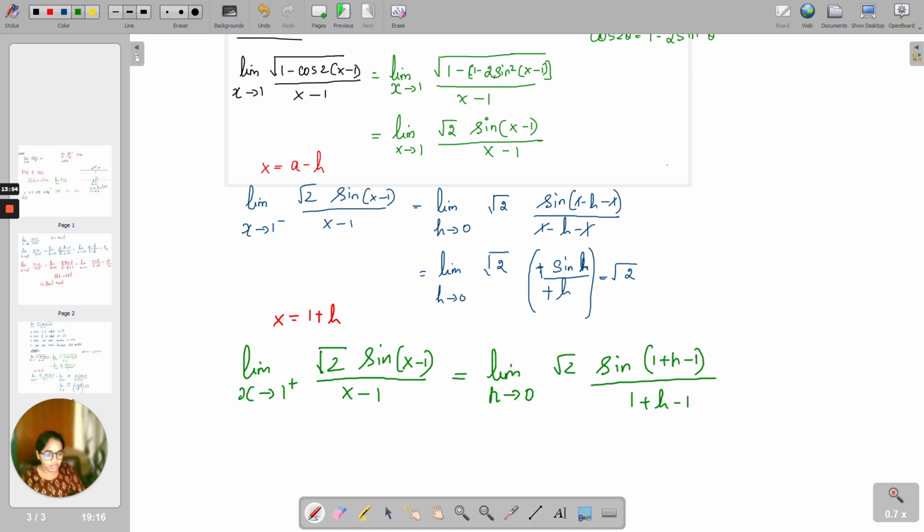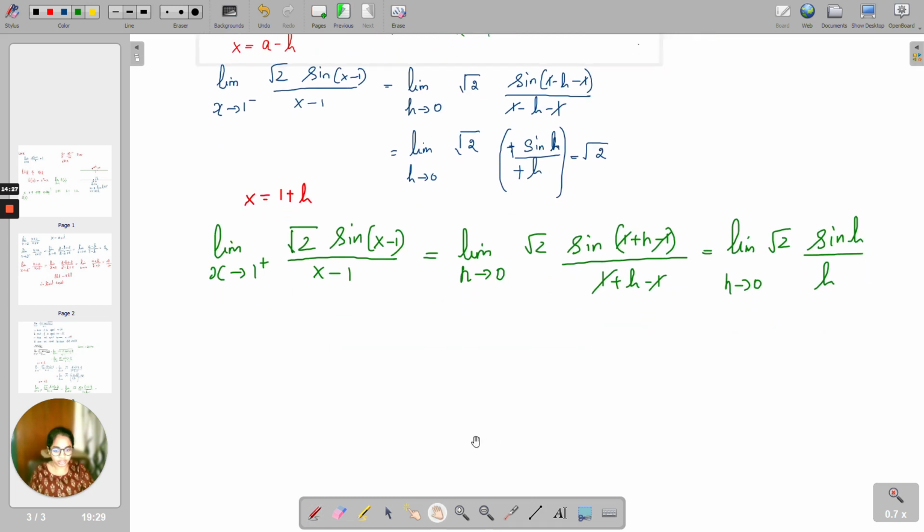Okay, so what would I get? I would get sine h divided by h. Again, I would get root 2. Yes, so I would get limit h tending to 0 square root of 2. Here 1 and 1 gets cancelled, 1 and 1 gets cancelled. So it is sine h divided by h. Now again, what is sine h divided by h? Isn't it 1? Yeah. So what would we get? We would get root 2 again.